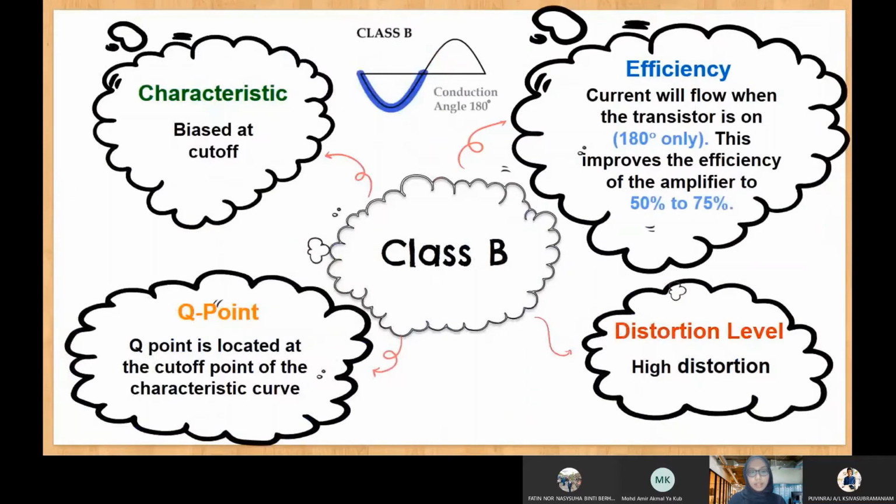In class B, the characteristic is biased at cutoff. The Q point is located at the cutoff point of the characteristic curve. For the efficiency, the current will flow when the transistor is on only 180 degrees. This improves the efficiency of the amplifier to 50% to 75%. In class B, the distortion level is high.